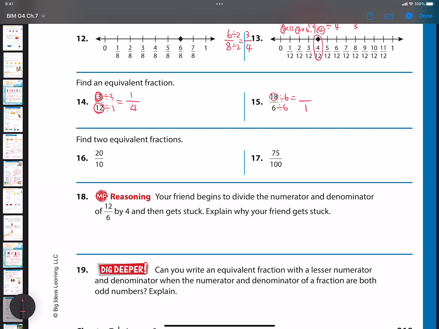It's going to be 1 over what? 3. Okay, is equal to 3. It's a whole number. Okay, so maybe I can go for another one. Okay, times 2 is what? 6 over 2 is also an equivalent fraction of 18 over 6. Okay, all right, find 2 equivalent fractions.